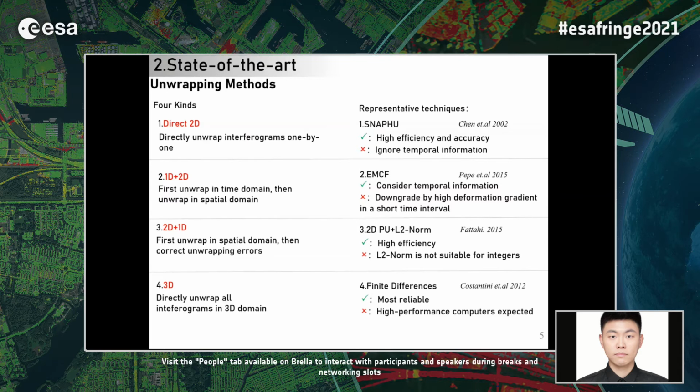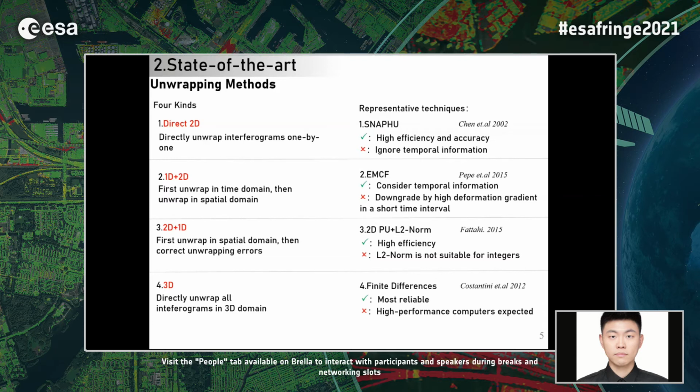The third is two-dimensional plus one-dimensional. It first unwraps all interferograms in the spatial domain, then corrects all unwrapping errors in the time domain. The most representative technique is the two-dimensional phase unwrapping plus two-norm error correction method. Its advantage is that it takes just a little time, but its shortcoming is that it is not suitable for integer problems.